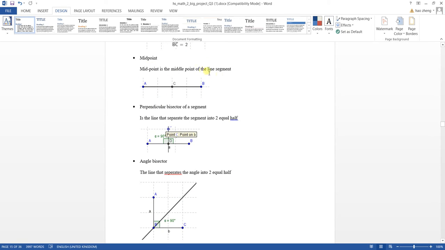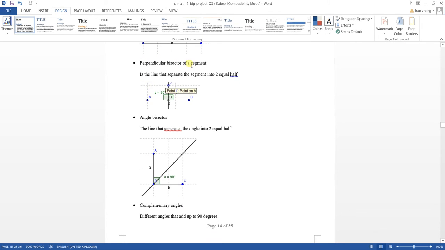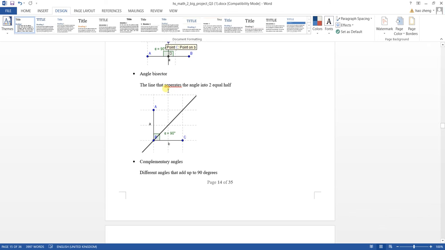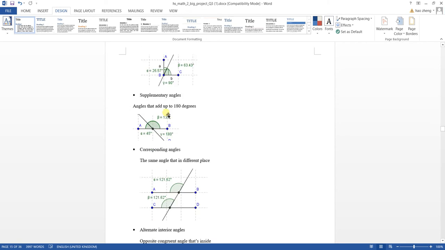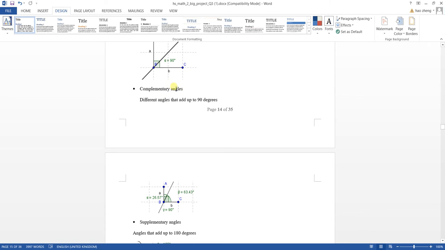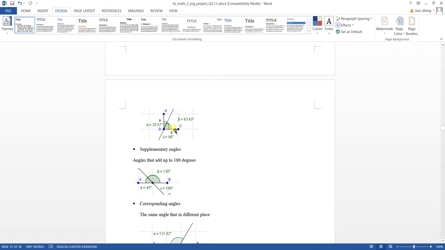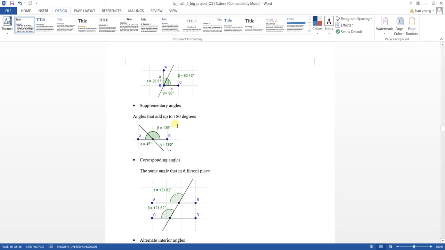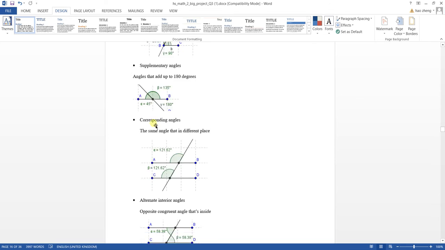A midpoint is the middle point of a line segment, and the perpendicular bisector of a segment is the line that separates one segment into two equal halves. And the angle bisector is the line that separates one angle into two equal halves too. A complementary angle pair is two angles that add up to 90 degrees, as you can see here. And supplementary angles add up to 180 degrees.